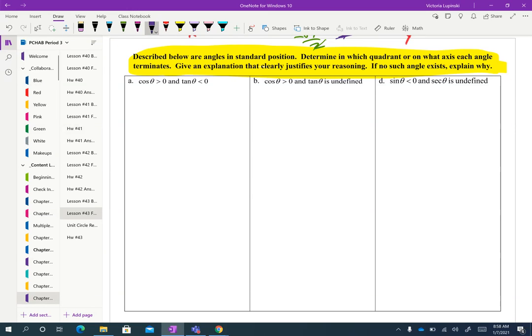All right, for these last 3 problems, let's take a look at what it's asking us to do. Describe below are angles in standard position. Determine in which quadrant or on what axis each angle terminates. Give an explanation that clearly justifies your reasoning, and if no angle exists, explain why.